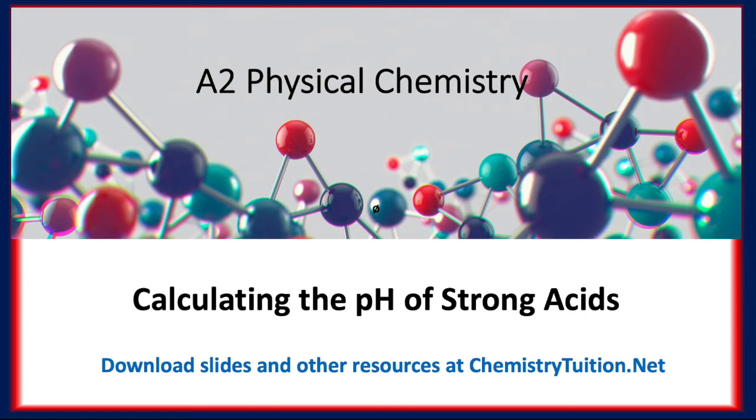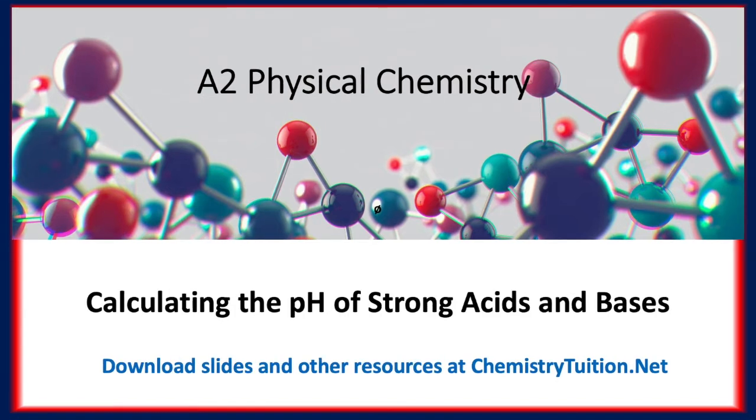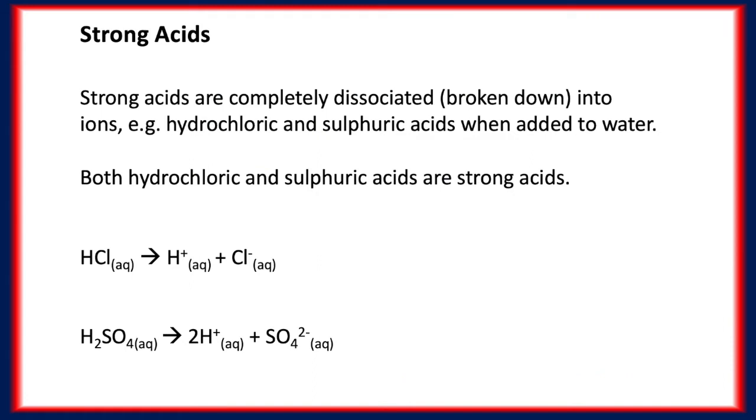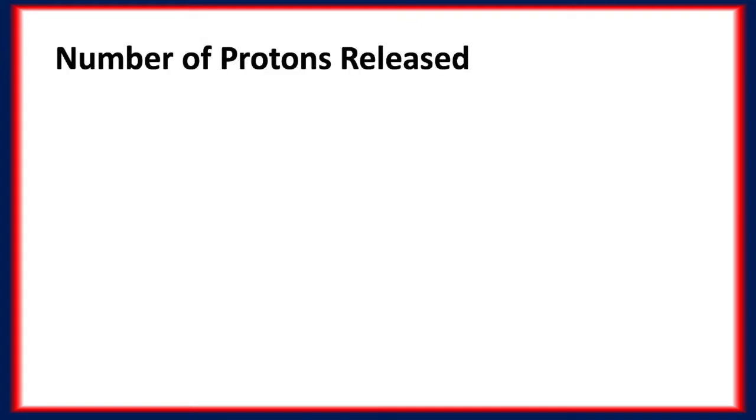In this video, we're going to look at how we calculate pH of strong acids, and we'll also consider the ionic product of water. Strong acids are completely dissociated in solution. Strong acids will be the typical acids that you've come across so far. Hydrochloric and sulfuric acids are both strong acids. So when you dissolve them in water, they fully dissociate into their ions.